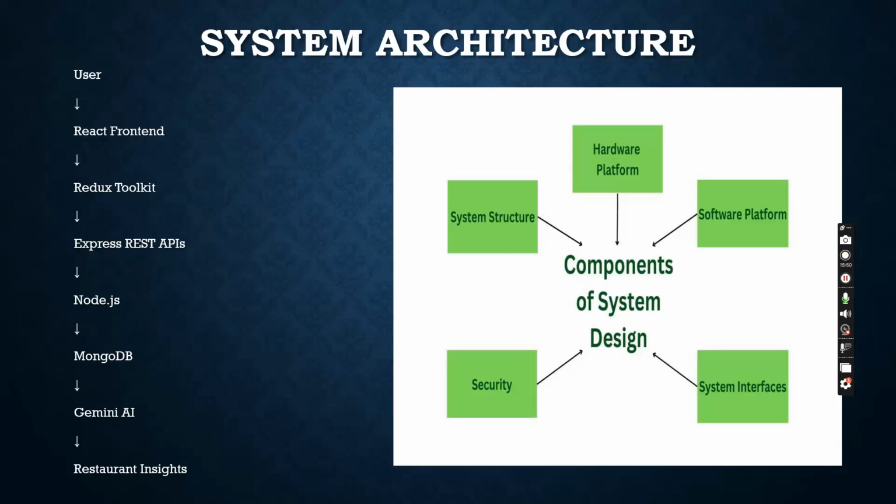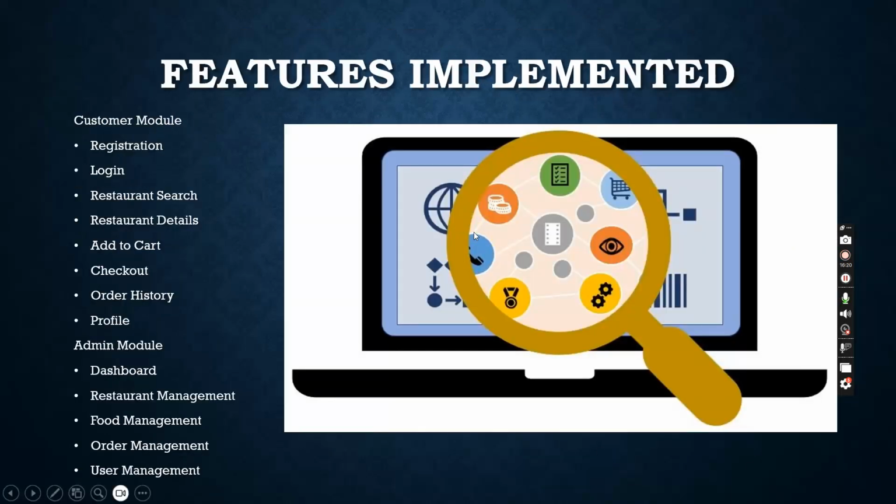Gemini restaurant insights are very helpful for the user to make use of AI technology and get proper reviews to know what is the best dish in the restaurant. It is also a very helpful insight for restaurant owners to know which food the users are liking the most. Let's talk about feature implementation.